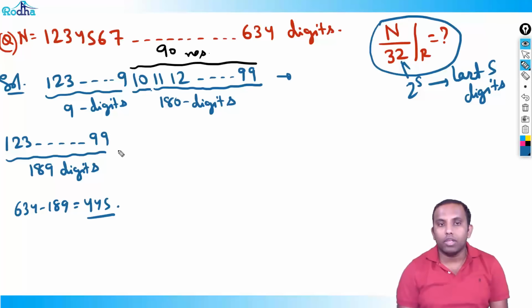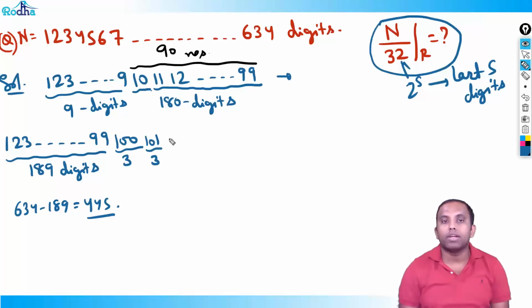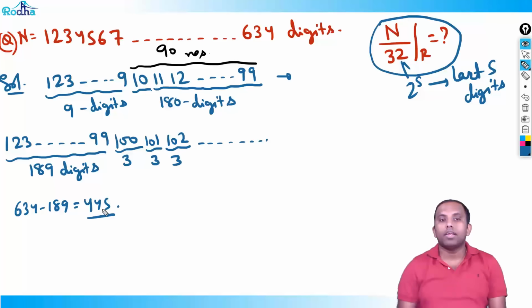Now each number will contain 3 digits: 100, 101. Each number will contain 3 digits, and like this it will go on. So we have to see till which number it will go in multiples of 3, because 445 is not a multiple of 3.